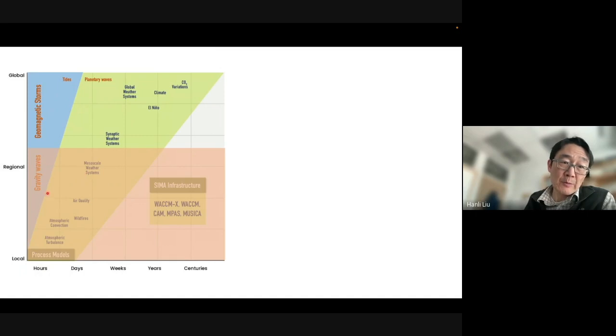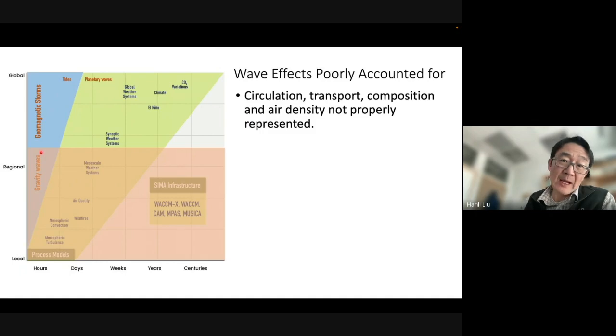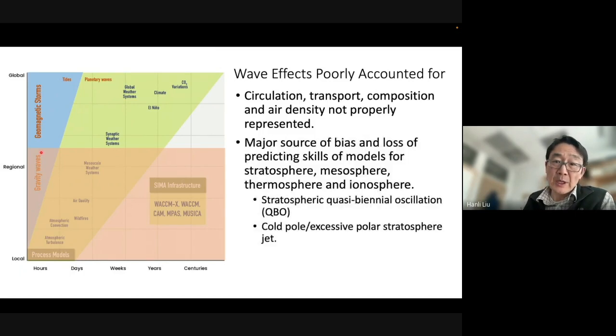And so you can see we're missing most of the gravity waves. That has, of course, impact on the circulation, transport, composition, and air density, etc. We do have some parameterization to try to represent some of the effects, but it's really poor. It causes a lot of bias because of the oversimplification of the problem.